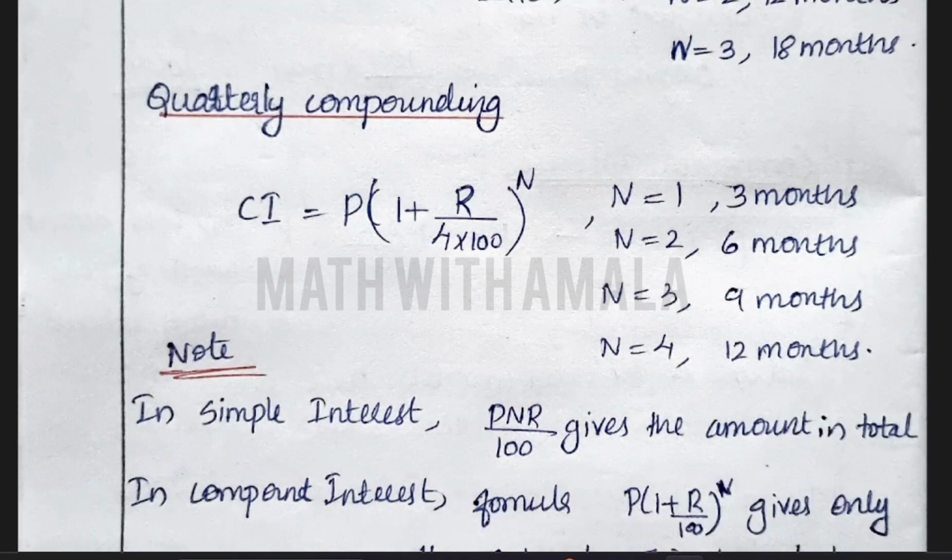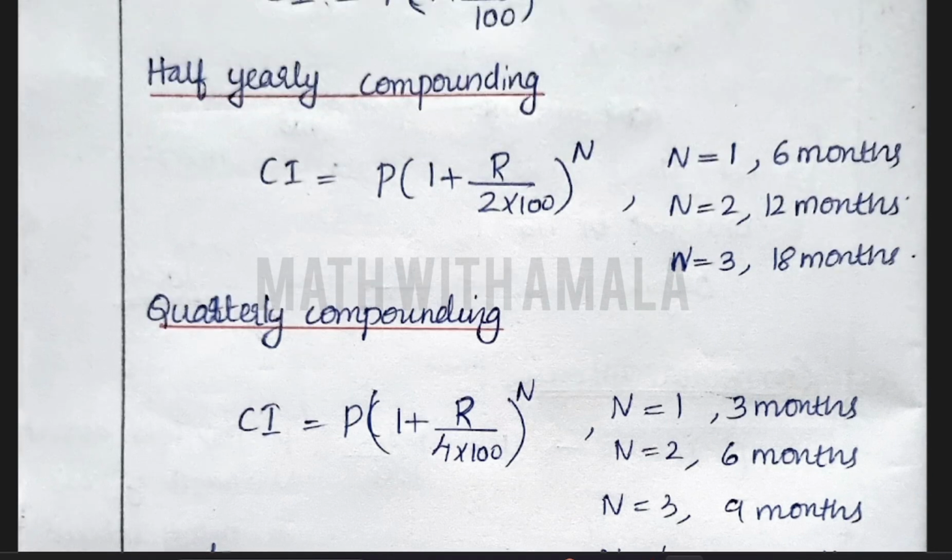In quarterly compounding, the same can be done. When we divided by 2 for half yearly, here you have to divide by 4. N equals 1 for 3 months, n equals 2 for 6 months, n equals 3 for 9 months, n equals 4 for 12 months. So the compound interest equation is P into 1 plus R by 4 into 100 all raised to N.